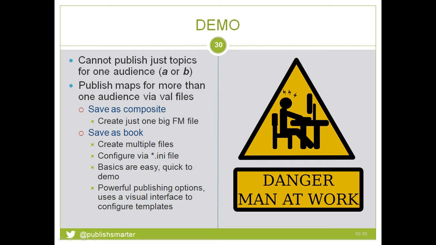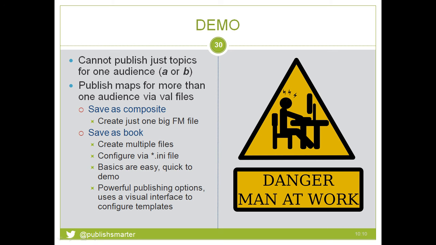There are multiple files that are usually created when you create a book, and they're representative of the hierarchy inside the map. They can be configured using an INI file, but it's more initial work to set up. It's a very powerful publishing tool. The basics are easy. It's quick for us to do a demo here in the video, but because there's so much power behind the publishing, FrameMaker is using a visual interface in order to configure a set of templates. There's all kinds of things that can be done so that you have different templates for authors, different templates for publish. You can include automatically generated covers, tables of contents, lists of figures, index materials. There's all types of work that can be done.